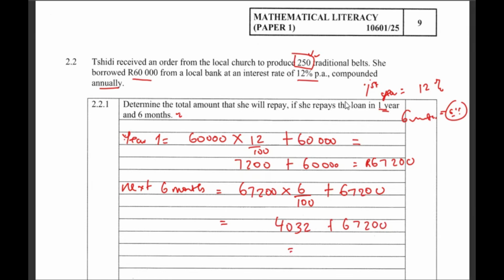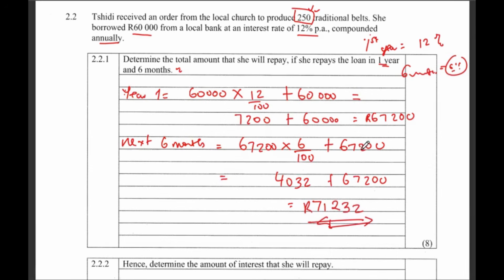Okay, so we're saying plus 67,200, which gives me 71,232 rands, which is quite a lot. Okay, remember this is compound interest. So that is how I would have gone about this. Please just advise me if there's anything that I did not really achieve at this point for 8 marks. But that would be the logic for me.